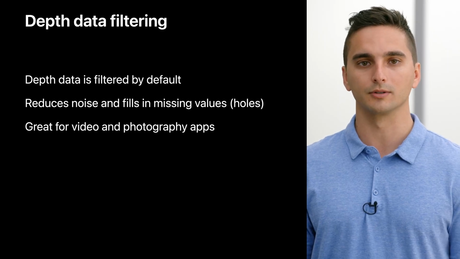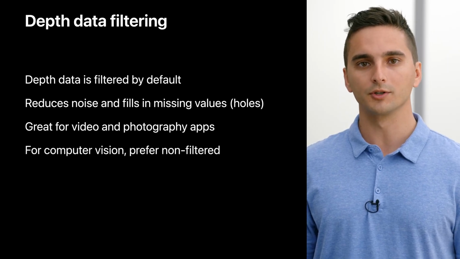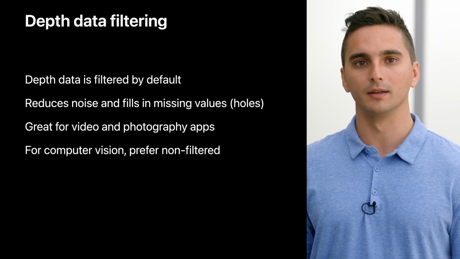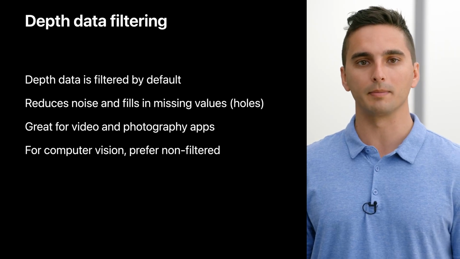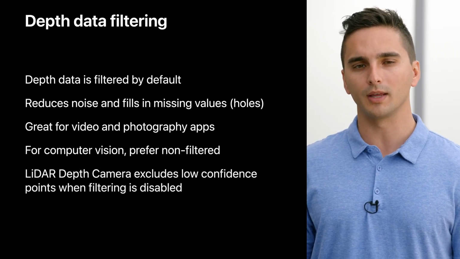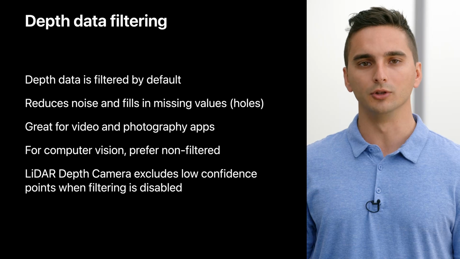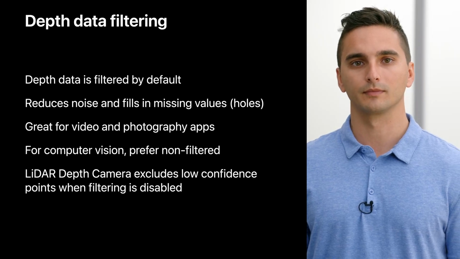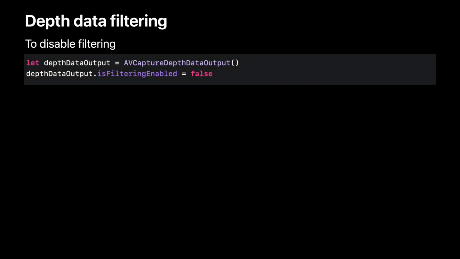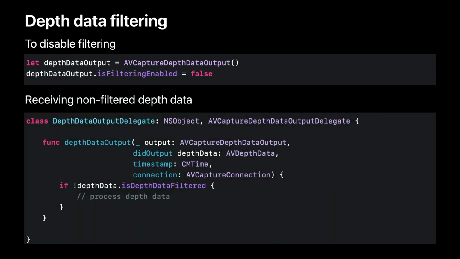However, computer vision apps should prefer non-filtered depth data to preserve the original values in the depth map. When filtering is disabled, the LiDAR depth camera excludes low confidence points. To disable depth data filtering, set the Is Filtering Enabled property on your AV capture depth data output to false. And when you receive an AV depth data object from your delegate callback, it will not be filtered.